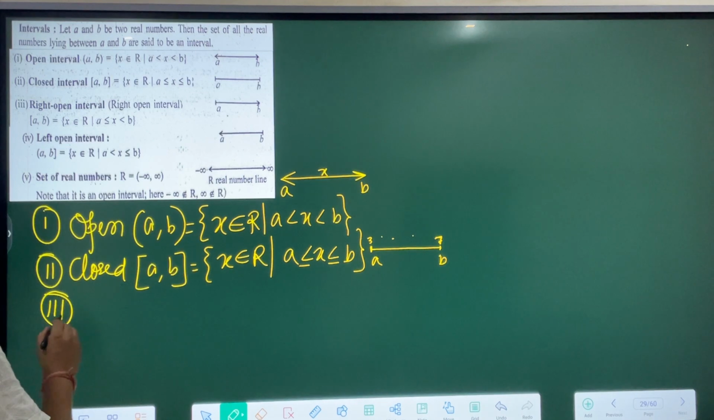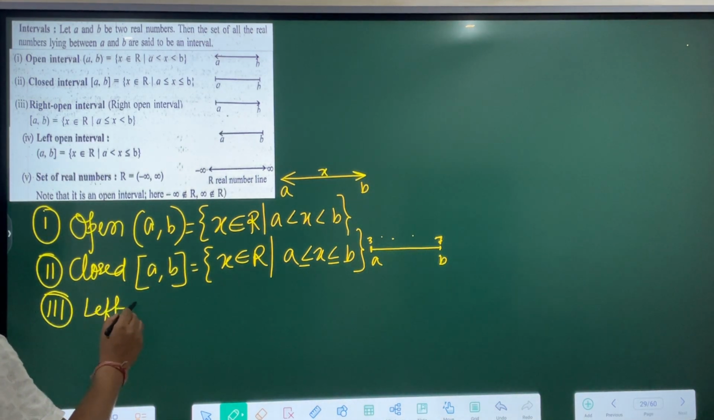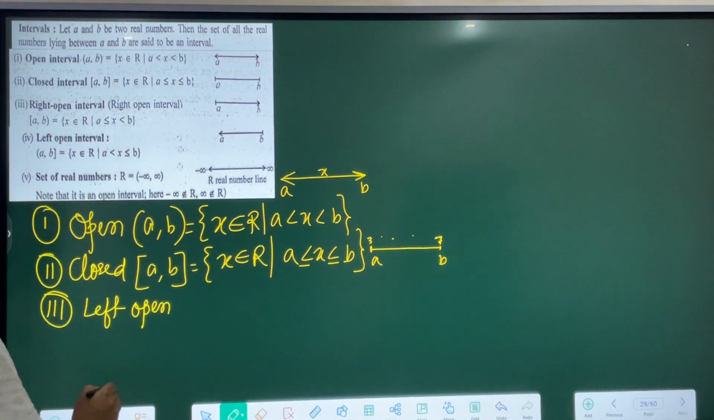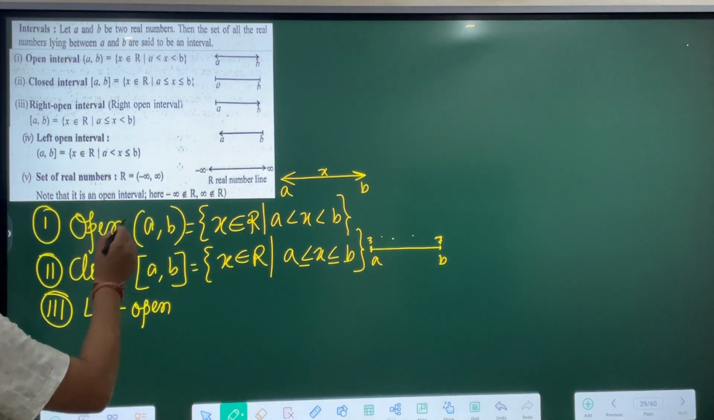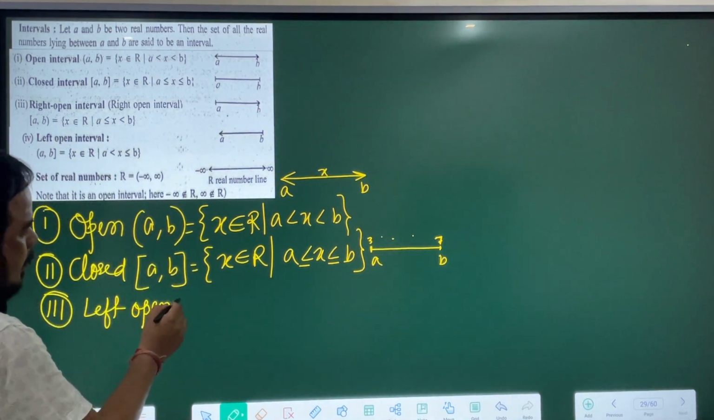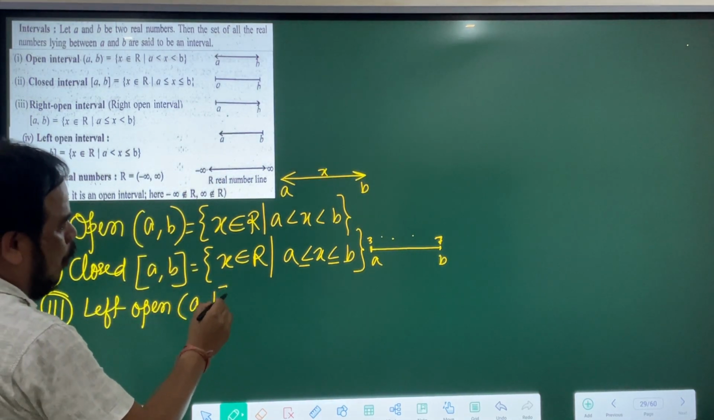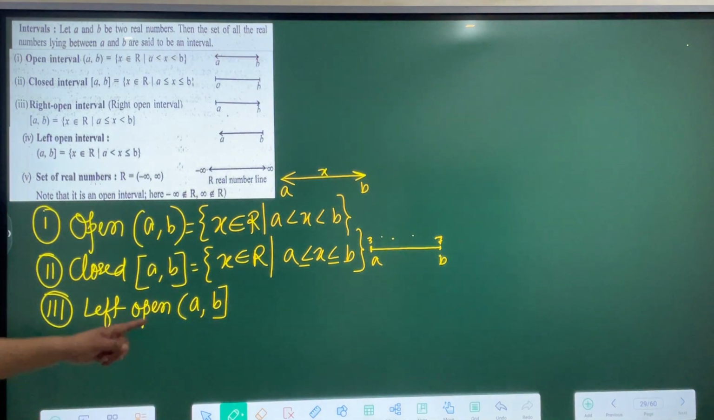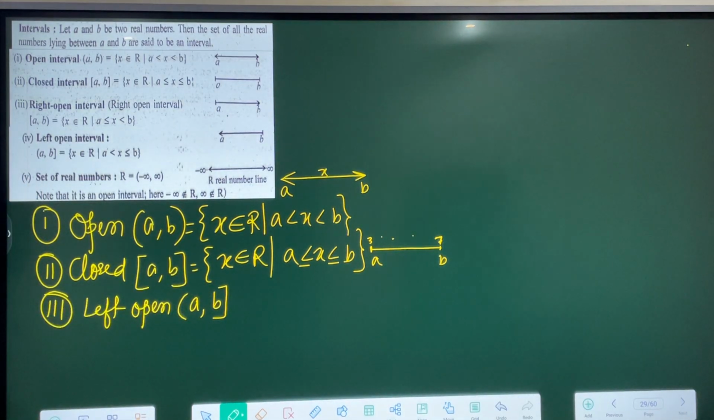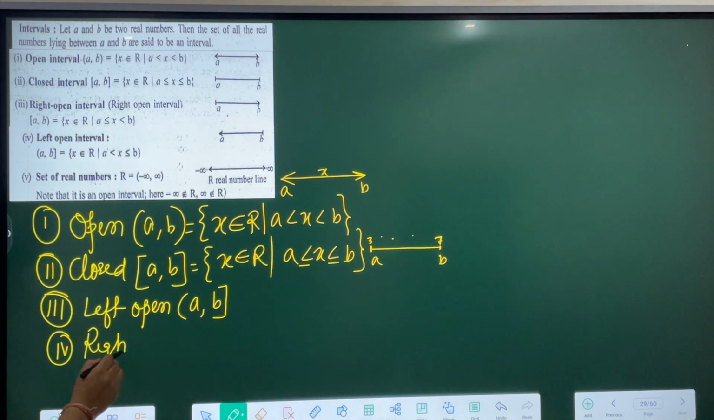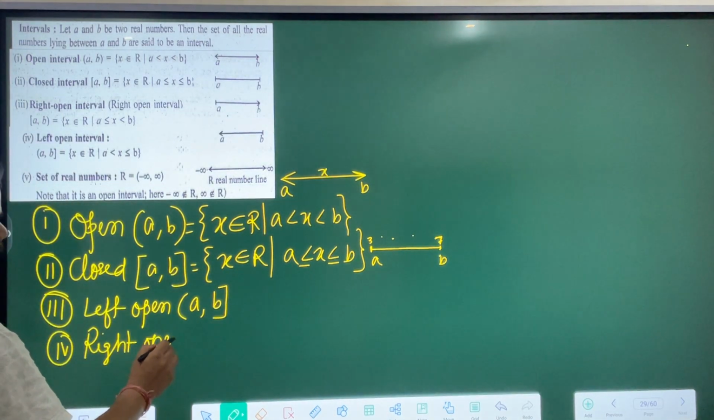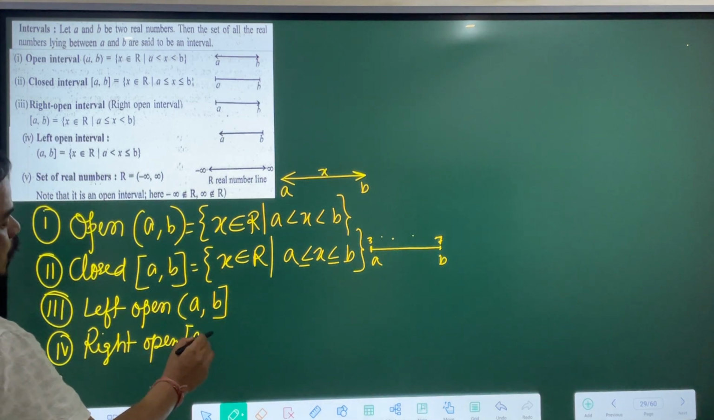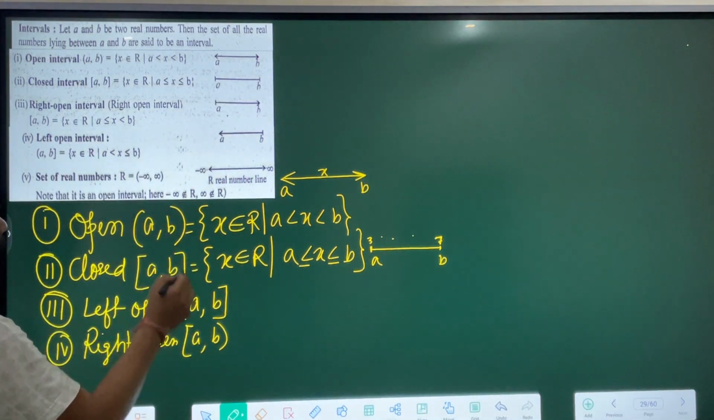Number 3, left open. Open means small bracket. Left side open. So A, that means right side closed. Left side open, right side closed. That is called left open. Number 4, right open. Right open means left closed, right open.